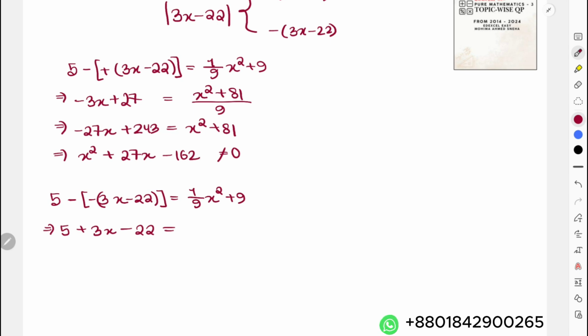And then now if you do the middle term factorization, you get 27 and 162. And minus 3x, minus minus is going to be plus, so 22 plus 5 is 27. 9 times 27 is 243 positive, and 81 minus 243 is minus 162.